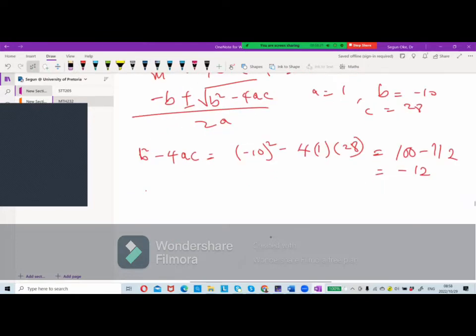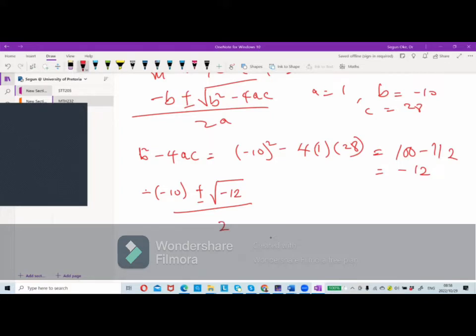So don't forget, what is my b? Minus into minus 10 plus or minus the square root of minus 12, divided by 2a, divided by 2. That is my m that I'm looking for. But in this case now, I can break minus 12. I can say 4 times 3. Do you agree with me? Yes, 4 times 3 is 12.